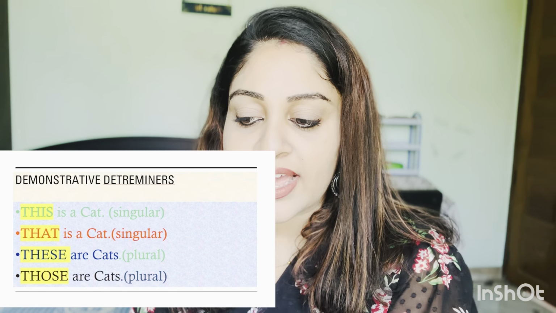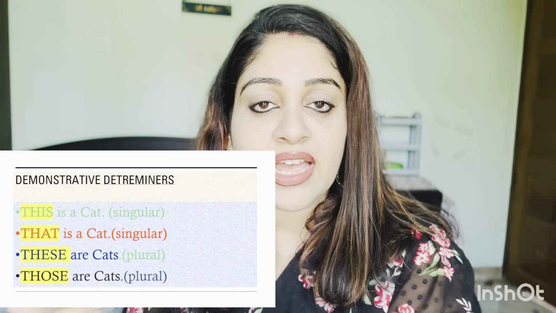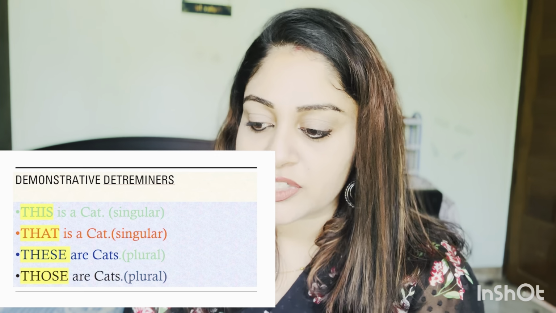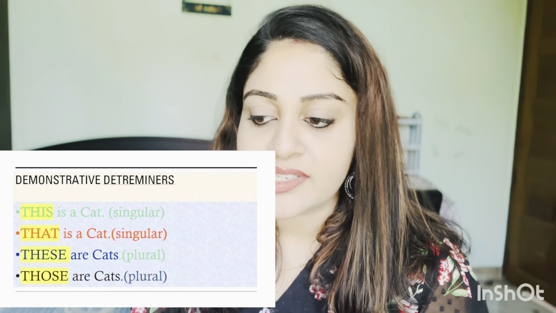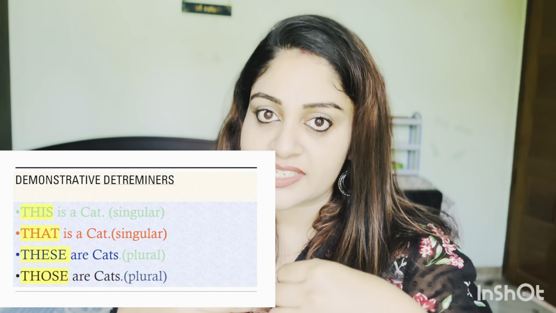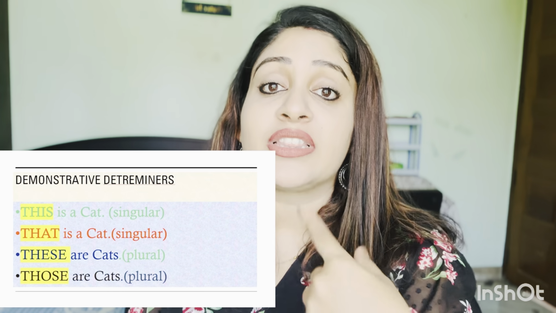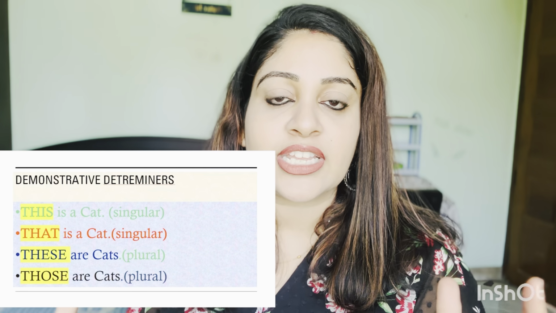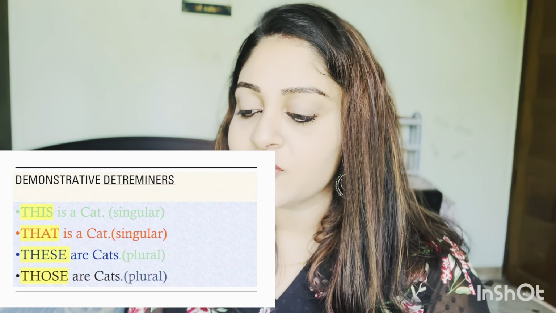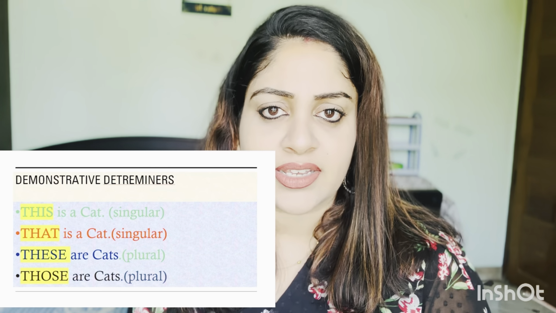In the next slide we are discussing the same concept: this is a cat, that is a cat. This and that are used for singular objects, and these and those we use for plural objects. If you are using this, the object is near to us, and if you are using that, the object is not near to us. All those ideas will be much clearer. So I'm using that same idea here.